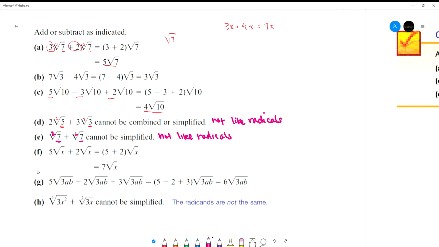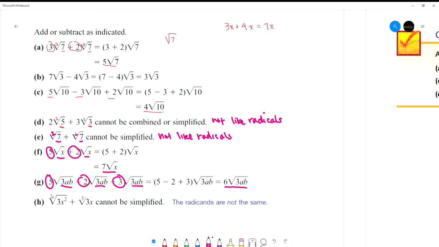In letter F, we have 5 root x plus 2 root x. So they are both square roots of x. So we can do 5 plus 2 is equal to 7 root x. Right? And you can add more variables to this. For example, over here we have 5 radical 3ab, right? So it's a square root with 3ab as the radicand. So these are like radicals. We have 5 minus 2 is 3. 3 plus 3 is 6. So 6 radical 3ab.